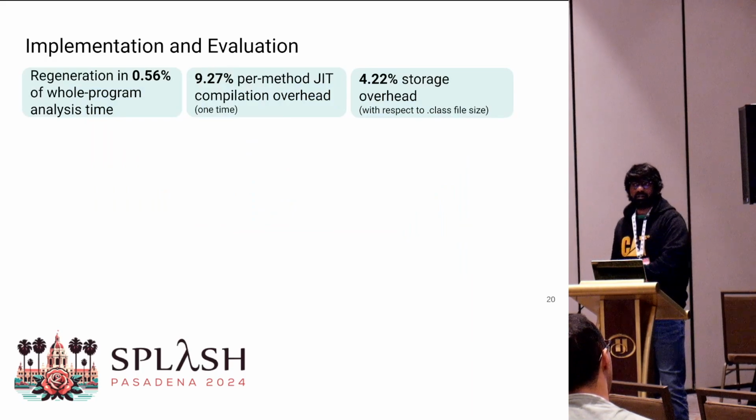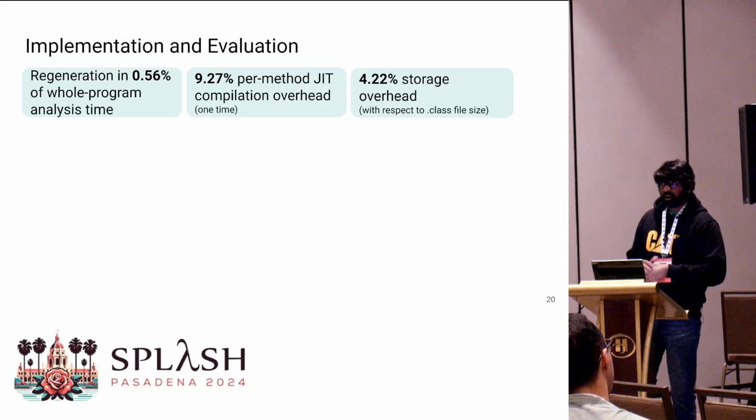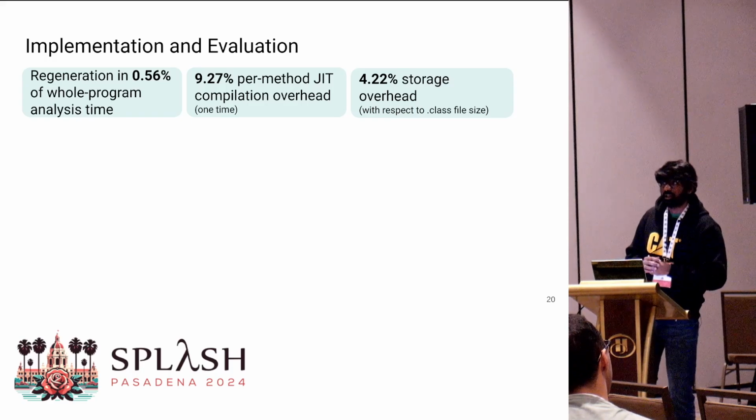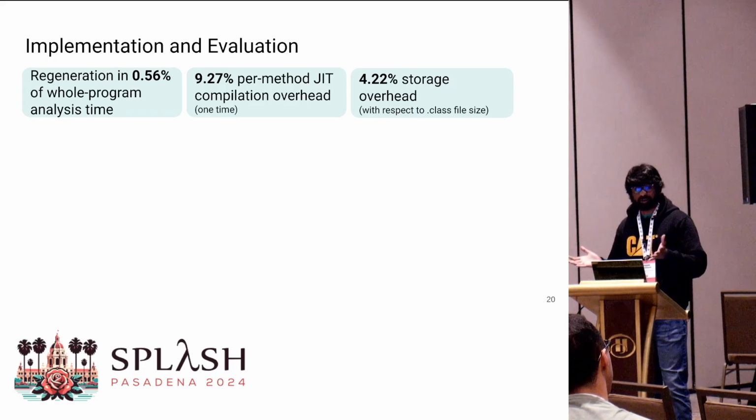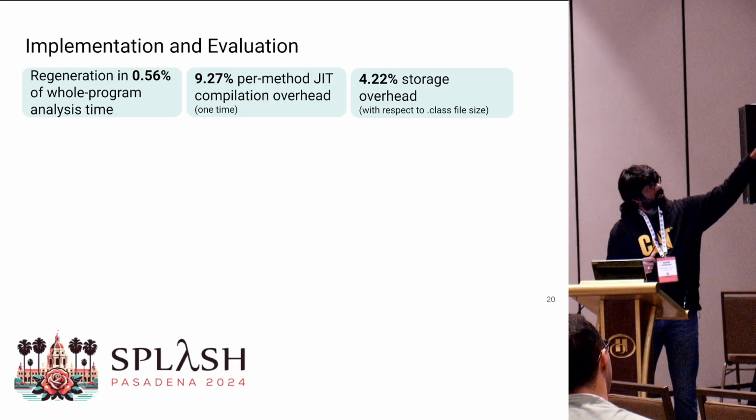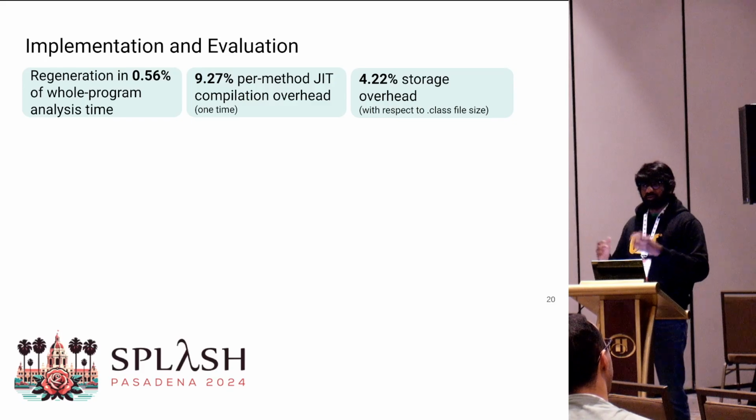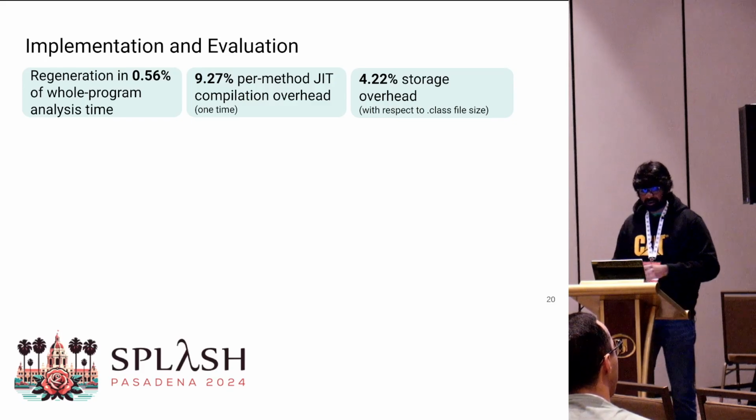Perhaps unsurprisingly, regeneration is really quick. On average, we see that regeneration takes a little over 0.5% of the time that the whole program fixed point analysis would take. And we do this with around a 10% overhead in terms of per method JIT compilation time. And we also see a roughly 4% overhead in terms of the bytecode size.